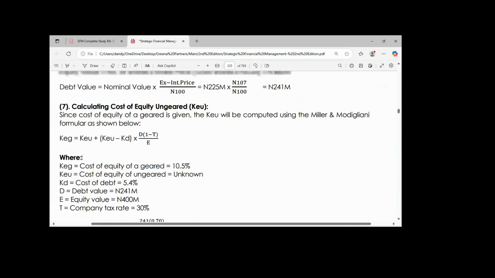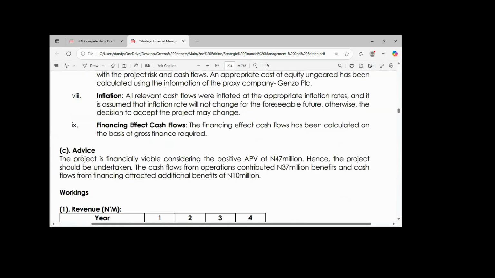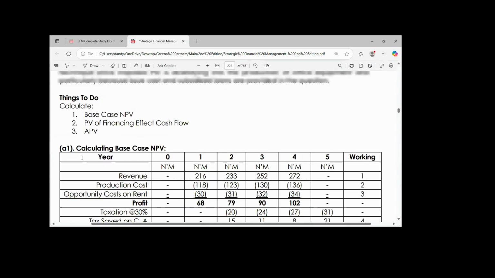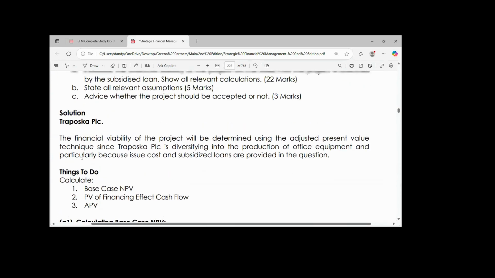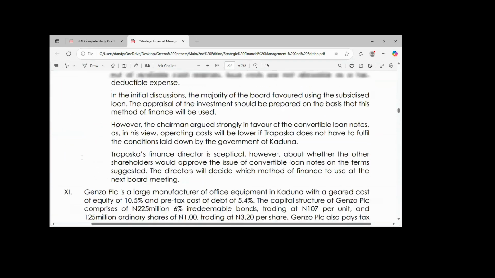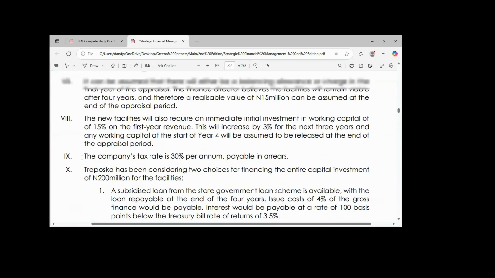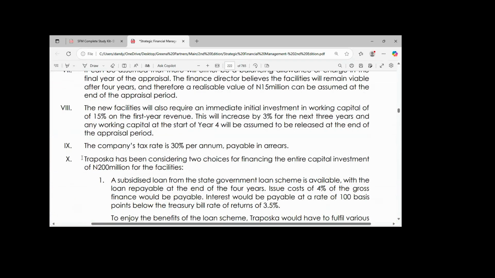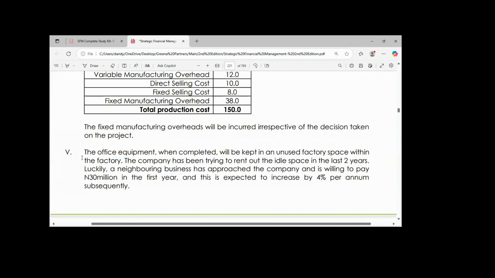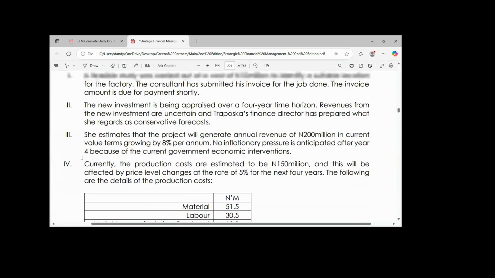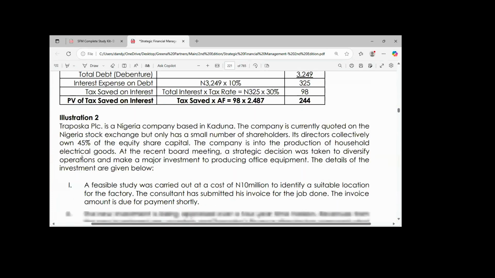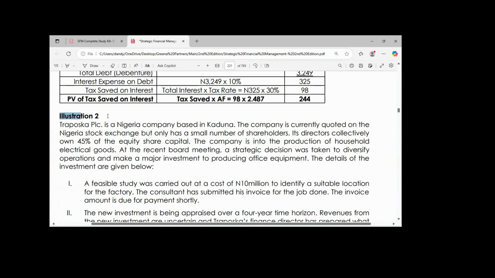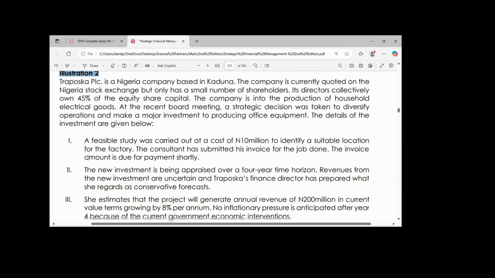But yes, this is the question. Question number 3, illustration number 3, involves equity and debts. Let me see what the examiner says. You can just go and master this, especially illustration number 2. Go and master it.